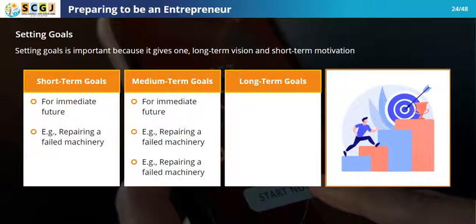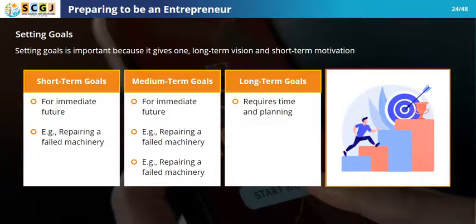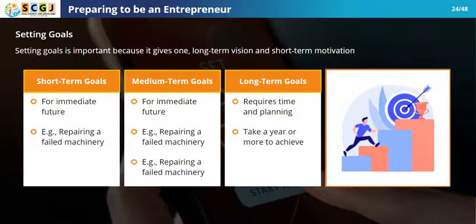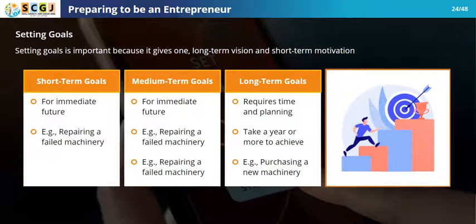Long-term goals. These goals require time and planning. They usually take a year or more to achieve. Example, planning your expenses so you can buy new machinery.